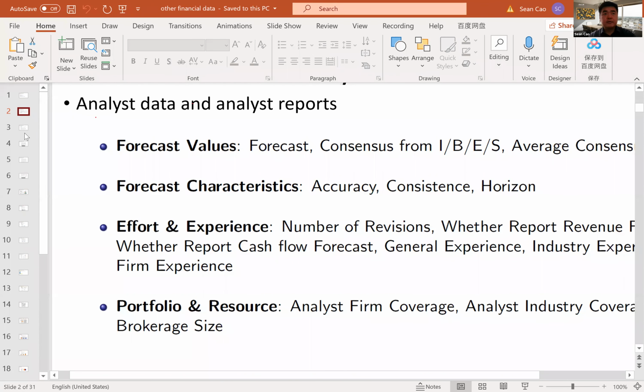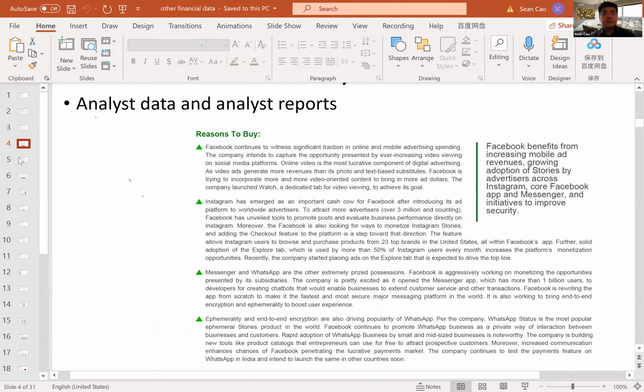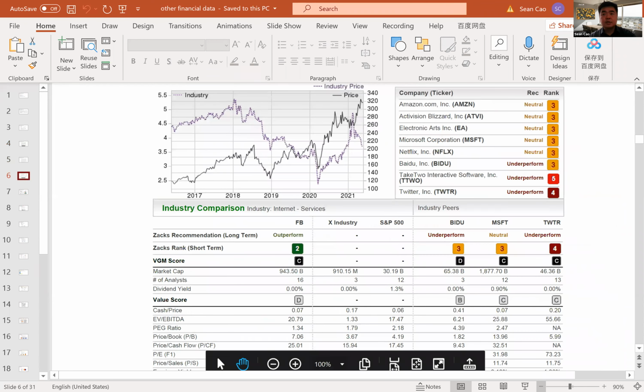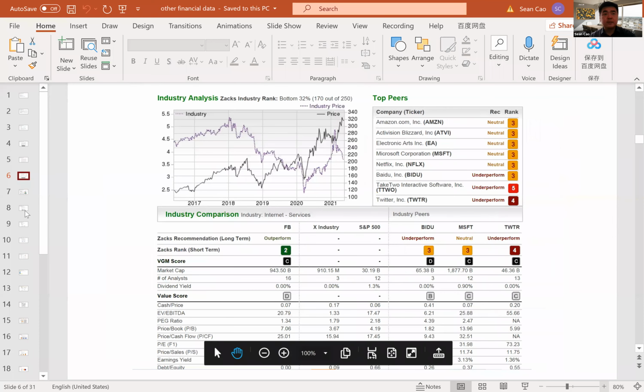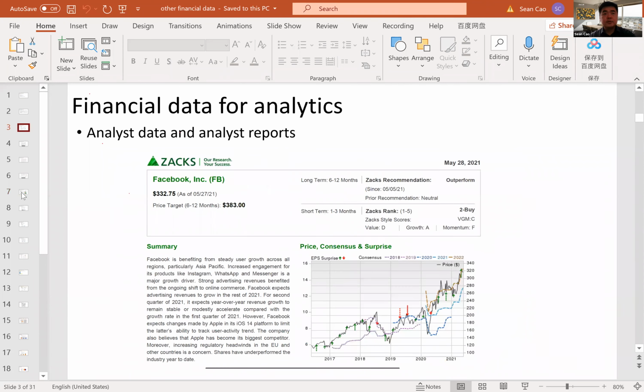It's report level. For each report, you can get a buy or sell. For each report, you can analyze why they justify it's a buy, why they justify it's a risk, and how they compare with the industry peers. For each report, you can get this data. Different analysts have different reports, and different companies have different reports. For Facebook, we see two reports. One is from Zacks. Another report is from Jefferies Research.